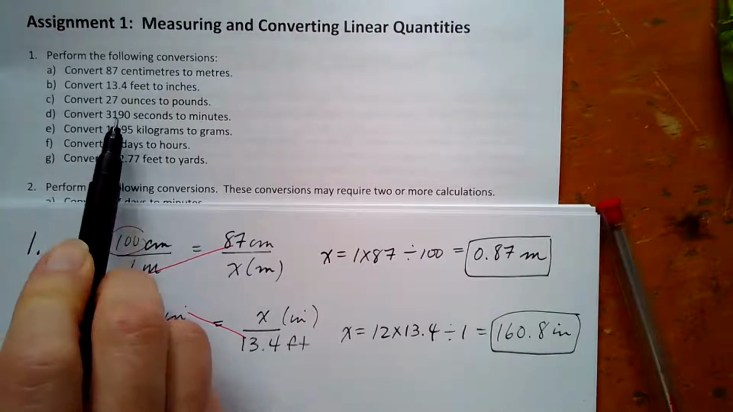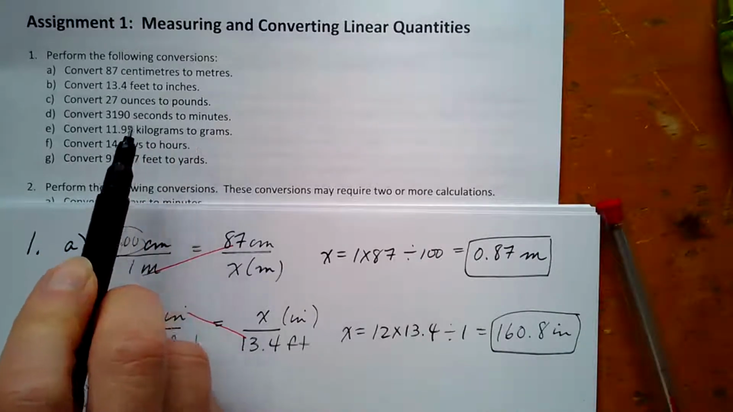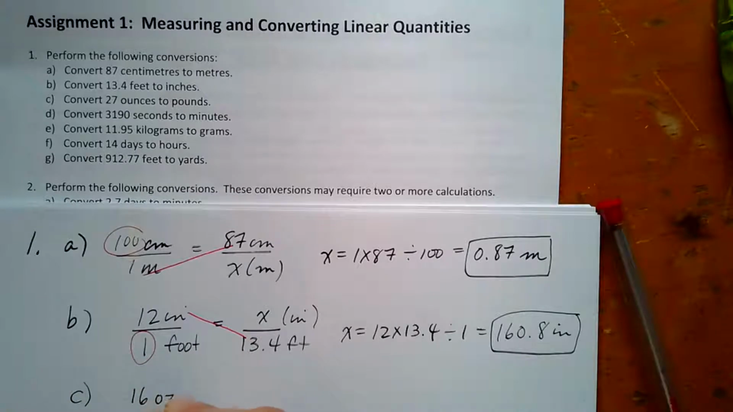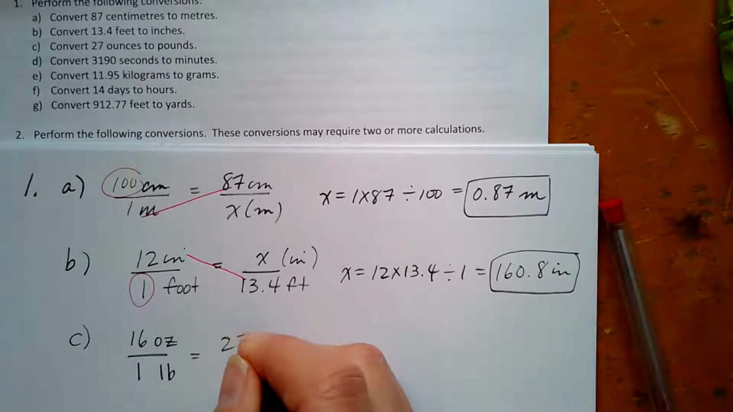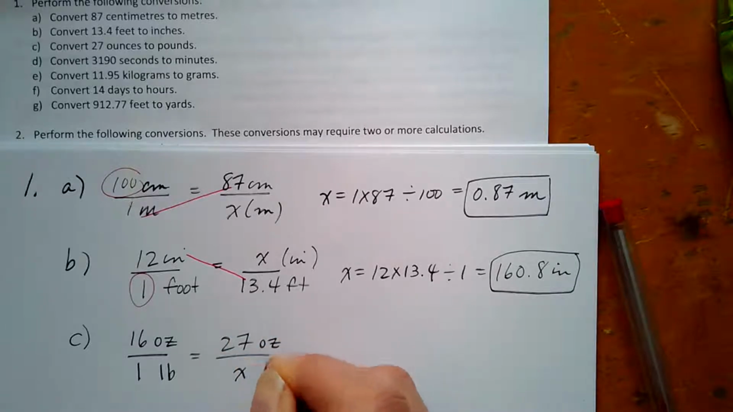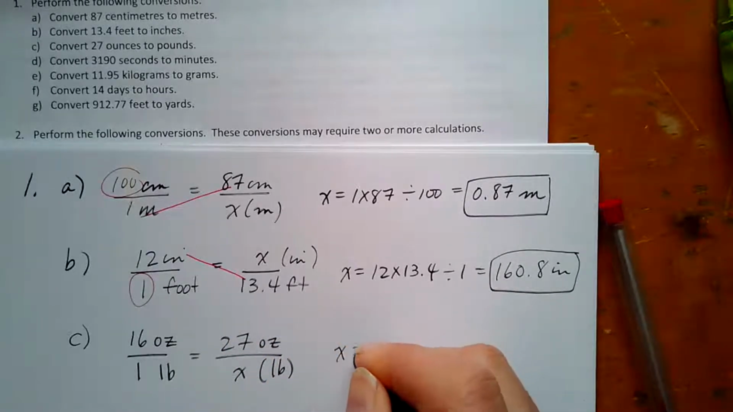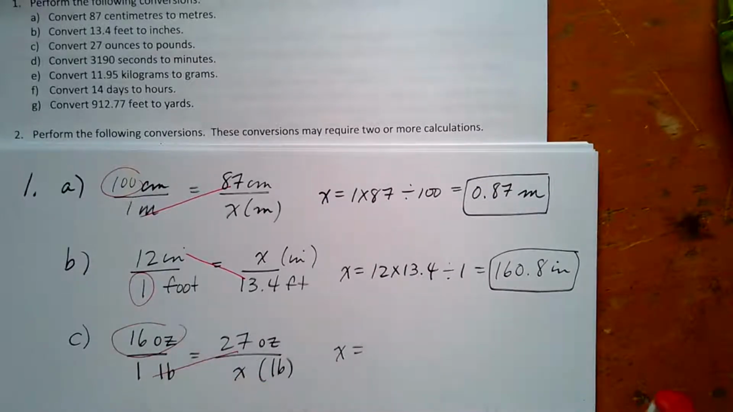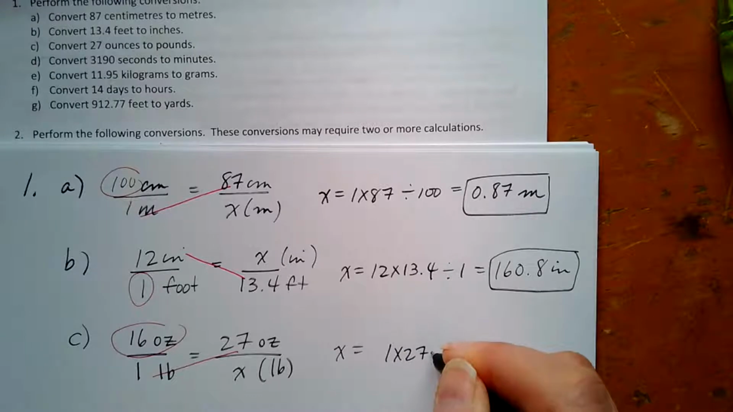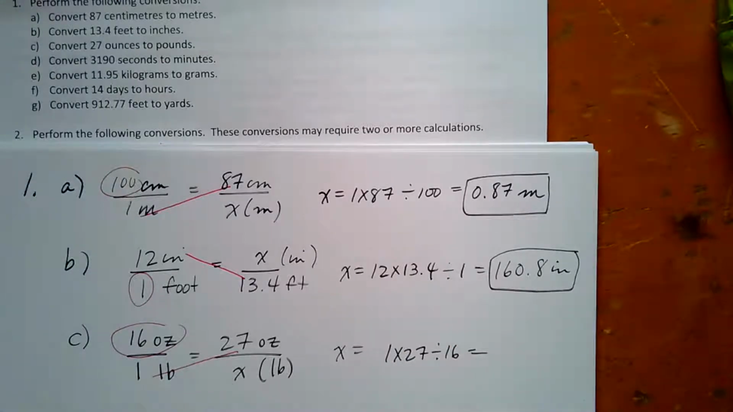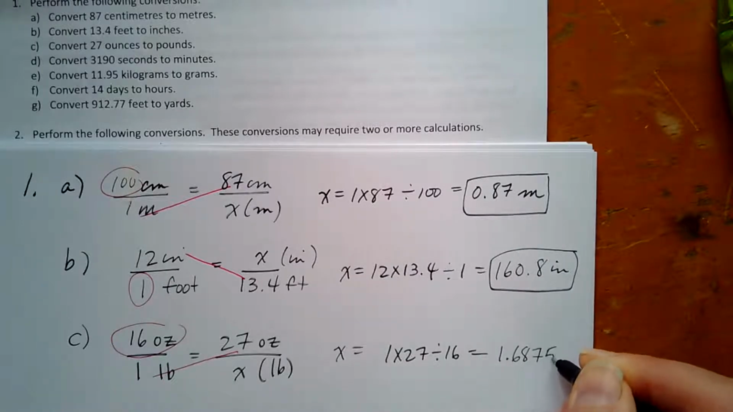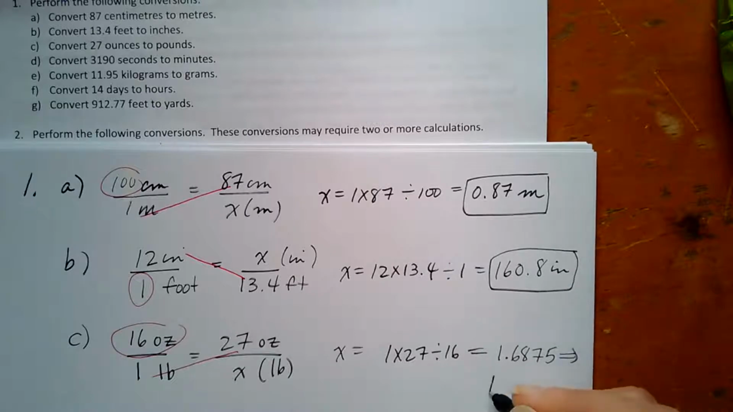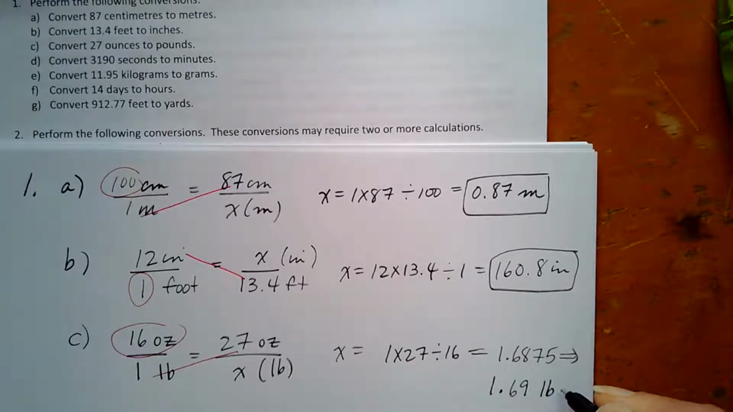All right, ounces to pounds. So if you look up ounces to pounds, you'll see on page 4, 16 ounces. By the way, OZ is shorthand for ounces. 16 ounces equals 1 pound. So I want to convert 27 ounces to pounds. Okay, so X equals, multiply, divide, 1 times 27 divided by 16. So I get 1.6875. So that's going to round to 1.69 pounds.